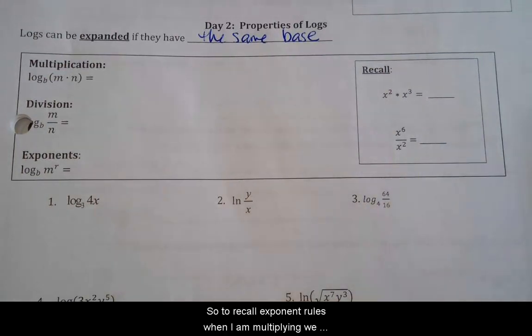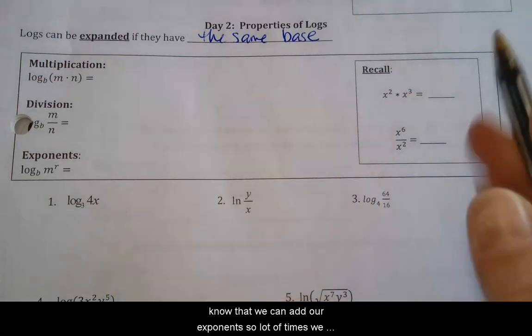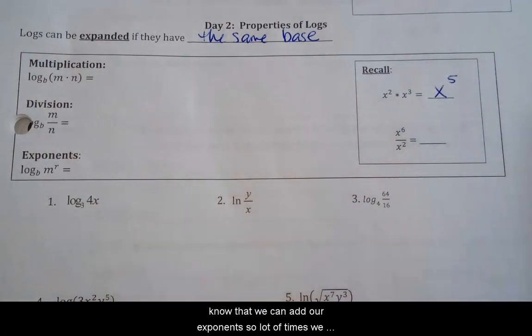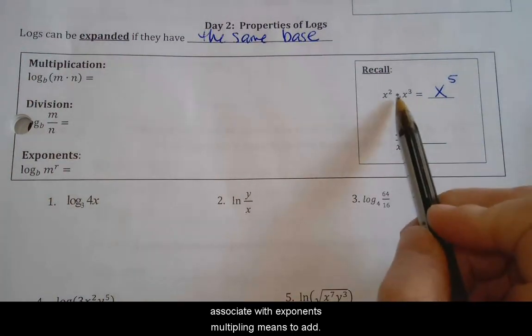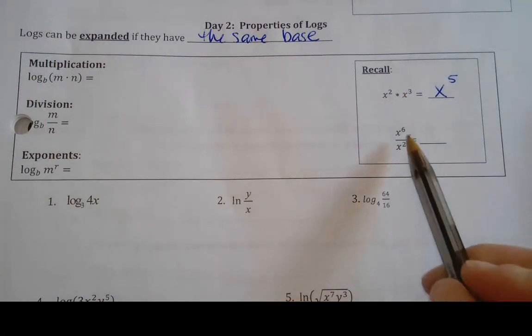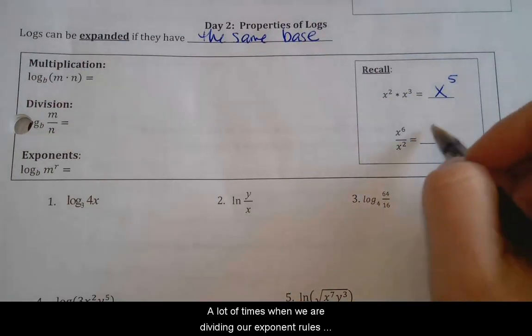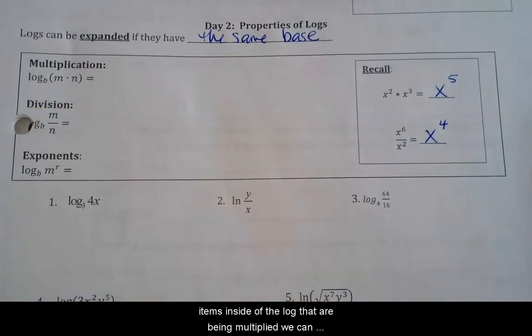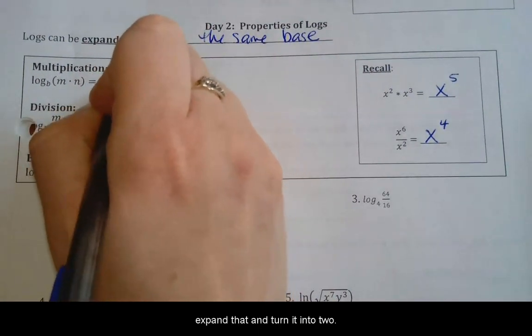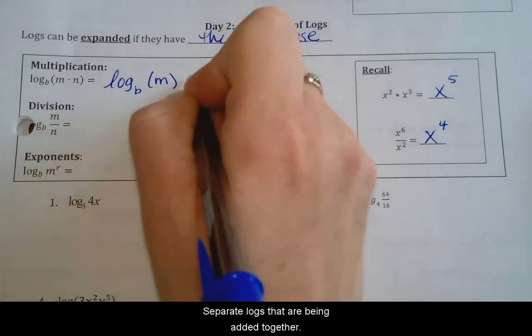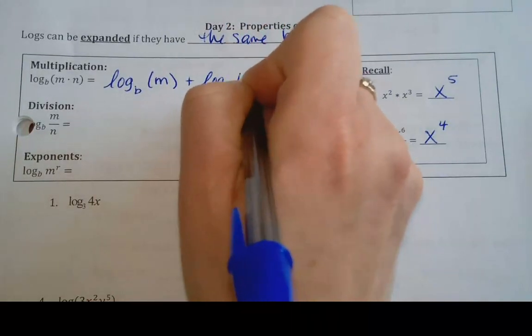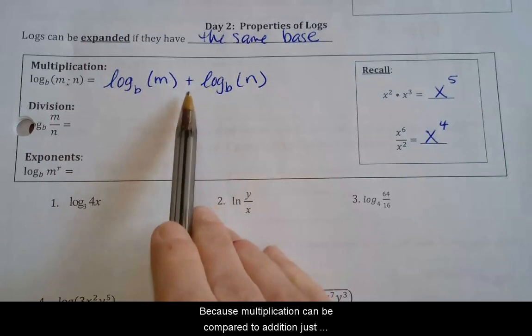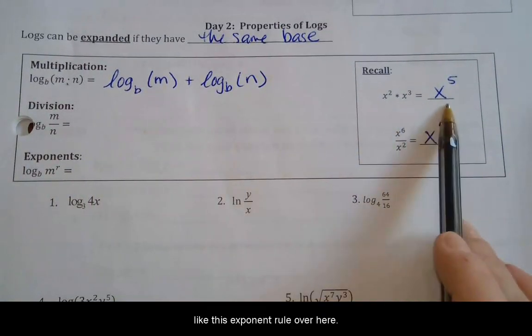So to recall exponent rules, when I am multiplying, we know that we can add our exponents. A lot of times we associate multiplying with adding for exponents. When we are dividing, we know that we can subtract our exponents. So we have that association already in our minds. So when we are trying to expand logs and we see two items inside of the log that are being multiplied, we can expand that and turn it into two separate logs that are being added together, because multiplication can be compared to addition, just like this exponent rule over here.